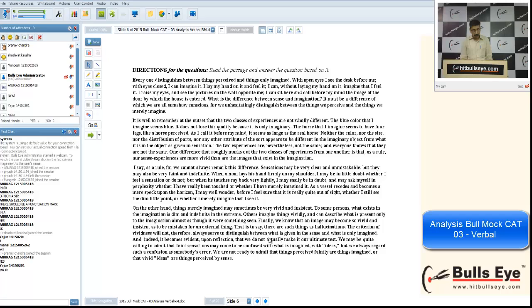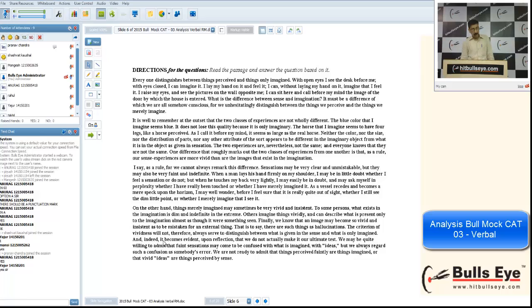In the last few lines, finally we know that images may become so vivid and insistent as to be mistaken for external things, that is to say, hallucination. If imagination is very strong about any particular thing, sometimes that thing would seem to be real. In psychology this is called hallucination, when a thing is not really existing but we feel it is so because we imagine it so strongly. Am I clear about this? So the criterion of vividness does not always serve to distinguish. Earlier he picked up vividness, now his last few lines say vividness should not be the only criterion to distinguish between sense and imagination.